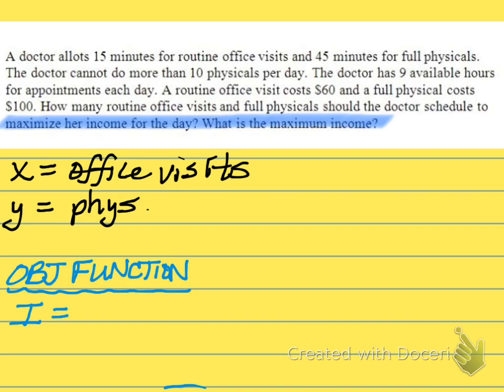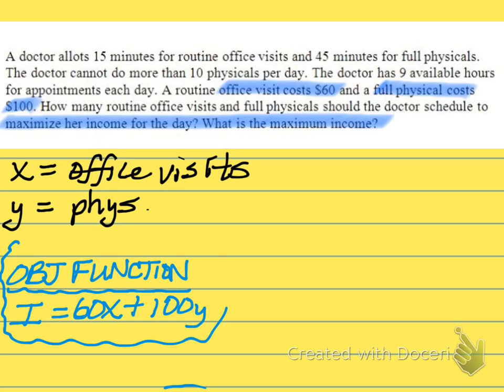A routine office visit costs $60. Office visit, $60. A full physical costs $100. So there's my cost, and that's going to deal with my income. So it's $60 for an office visit, that would be 60x, plus $100 for a full physical, so that would be 100y. So there's my objective function.